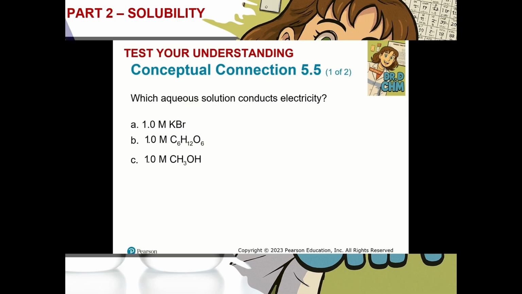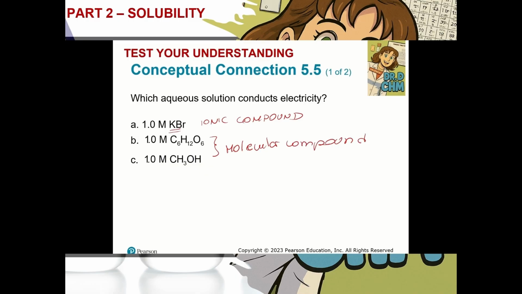So let's test your understanding here. Which aqueous solution conducts electricity? I suggest that you press stop in your video and try by yourself. So here, what you need to look at first is, okay, what do we have here? We have ionic compounds, right? And here we have molecular compounds.